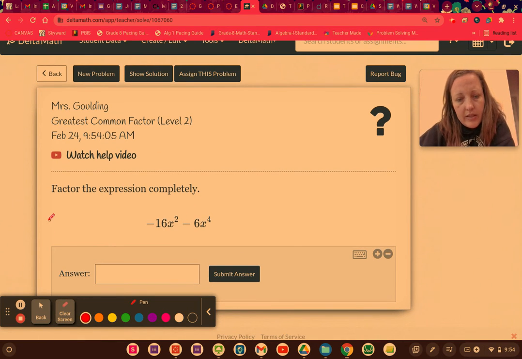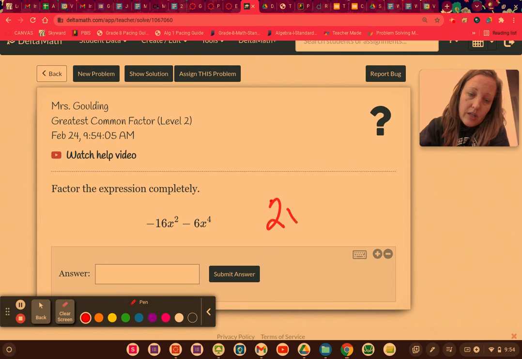So let's see. 6 doesn't go into 16. 2 does. 3 does not go in there. 4 does not go in there. So I think 2 is the greatest common factor, right? So that's of the coefficients. Now let's look at the variables. There's an x squared here. I can divide this by an x squared too, right? Because there's an x squared in there. So we're going to pull out 2x squared.